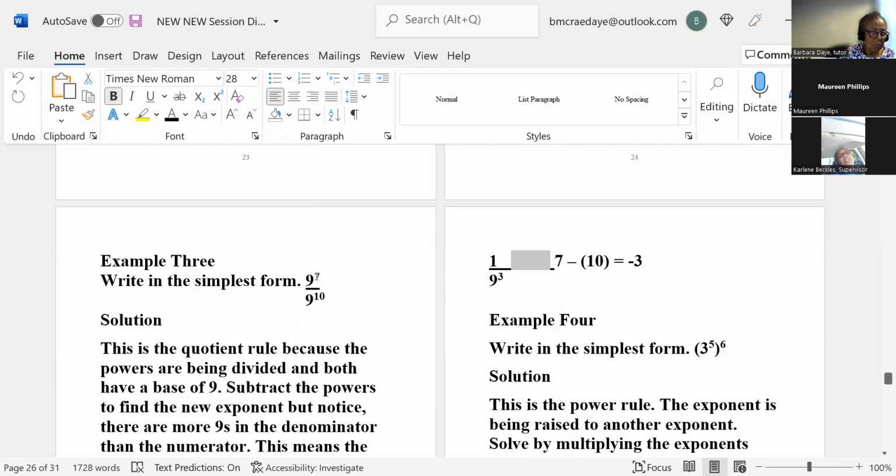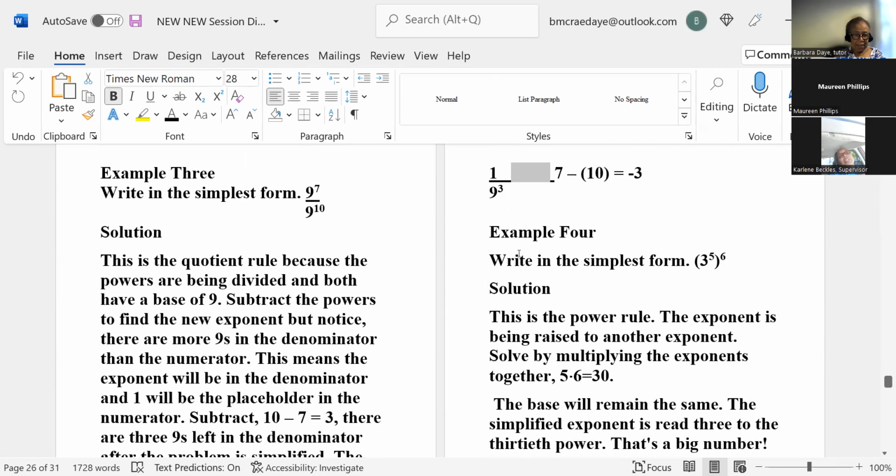Now, if the 10 was here, it would be 10 minus 7, and it would be 9 to the third. But since the 10 is in the denominator, it'll be 1 over 9 to the third. Which is different from if it was 9 to the 10 over 9 to 7, which would be 9 to the third. And since it's reversed, it would be the reciprocal of 9 to the third, which is 1 over 9 to the third.